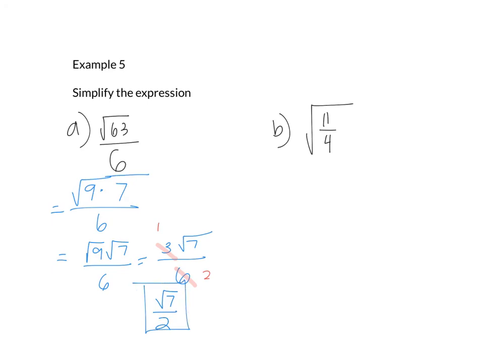For this next one, letter B, square root of 11 over 4. So we have a fraction inside our radical. We're going to split this up into two different radicals. Square root of 11 divided by square root of 4. We know the square root of 4 is 2, so we have square root of 11 over 2. As long as I have no radicals in my denominator, then I'm good.